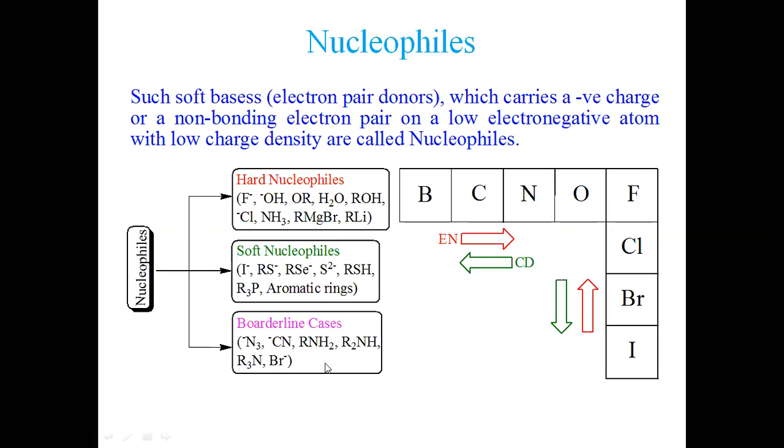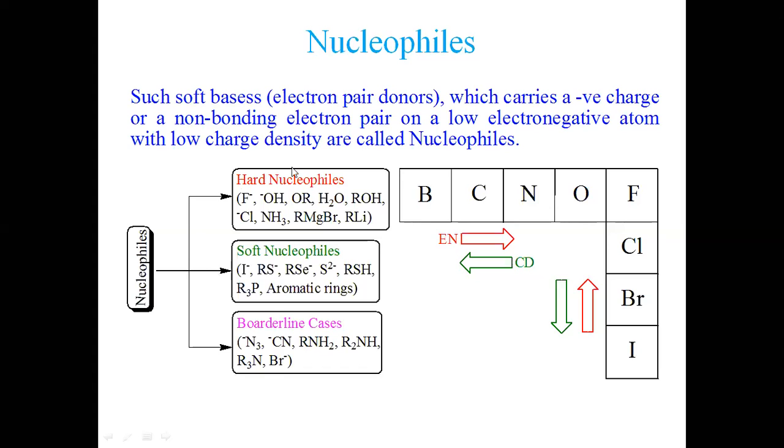If we are comparing oxygen versus sulfur, a negative charge on sulfur and a negative charge on oxygen, sulfide shall be a better nucleophile than oxide, just like we have alkoxide ions. So in comparison, sulfides are better nucleophiles than oxides.